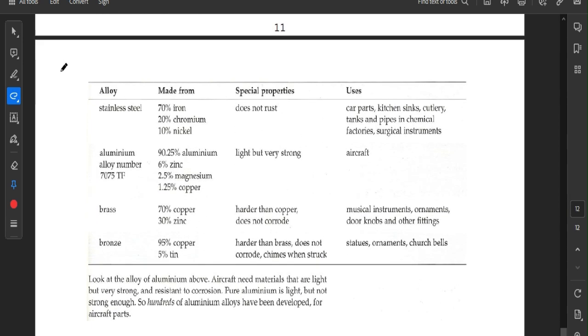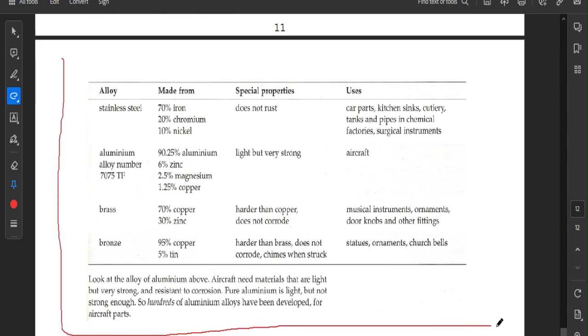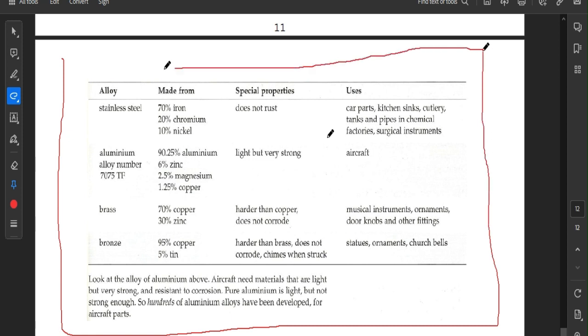Okay, you guys can read this part as well. Pause the video and just read it.